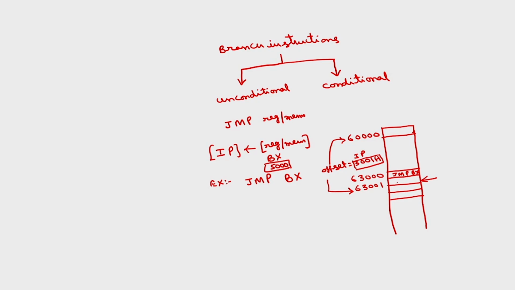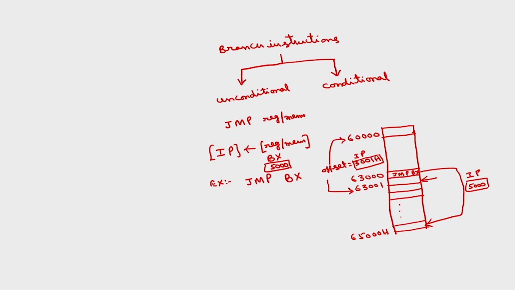Suppose I want to skip this instruction and execute the instruction which is located at some other location, say 65,000. Then how does the microprocessor jump to this particular instruction? For that the instruction pointer has to be loaded with the offset of this address from the starting, which is 5000. So if I simply load the instruction pointer with 5000 H, it will skip all the instructions in between and jump to the instruction which is located at 65,000 H. So this is how the jump instruction takes place.